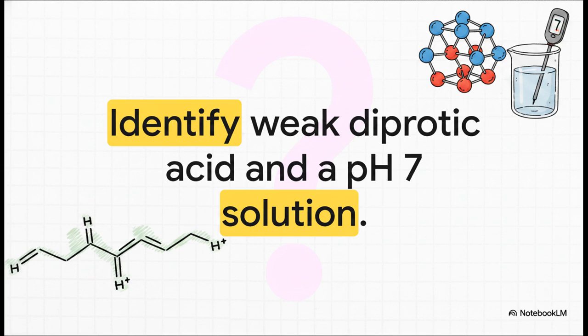Scan this table. Can you spot the weak diprotic acid? And which one is going to give you a perfectly neutral pH of 7? Pause and take a look. All right, the weak diprotic acid is oxalic acid. That's the (COOH)2. We call it diprotic because it can donate 2 protons. And the perfectly neutral one? That's our old friend, sodium chloride, NaCl.